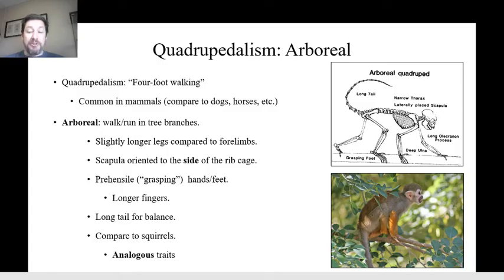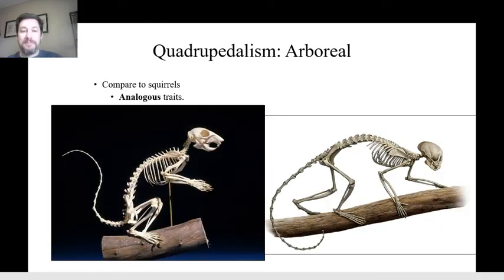You're going to have relatively long fingers in order to hold on to branches. You're going to have a long tail that you use mostly to balance yourself. It's not prehensile. So the easy comparison here is a squirrel, and these are analogous traits, right? So these are traits that you have not because you have a common ancestor, but because you have a common behavior, and both species have adapted efficiently to carry out that behavior.